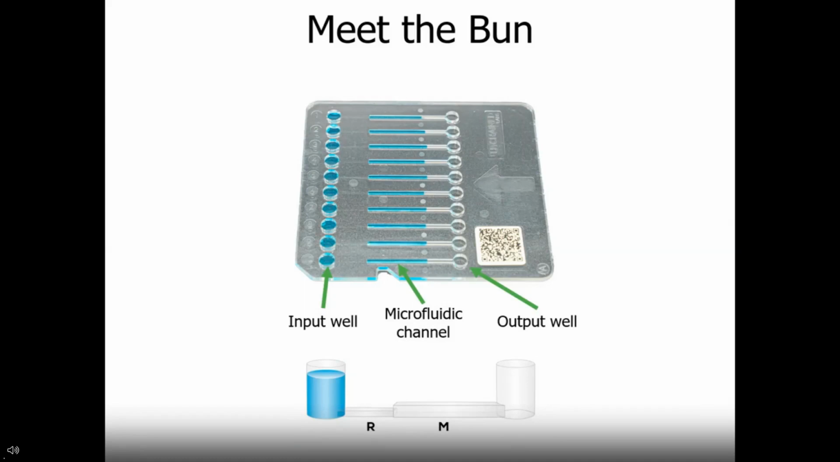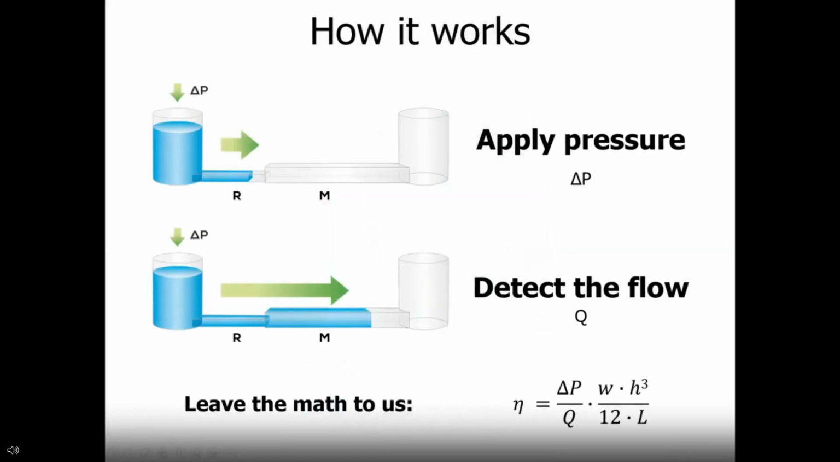The microfluidic channel has two sections, the resistance channel marked by an R, and the measurement channel marked by the M. Inside of Honeybun, compressed gas pressure pushes the sample through the resistance channel. The pressure applied, we call that delta P.